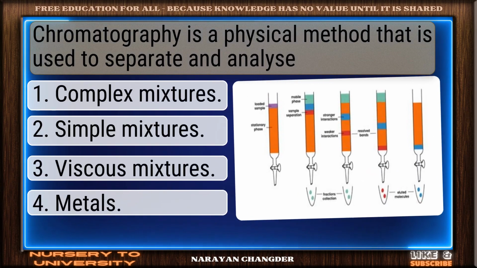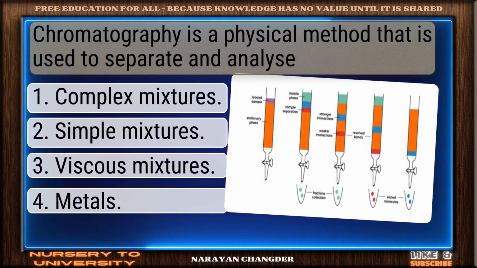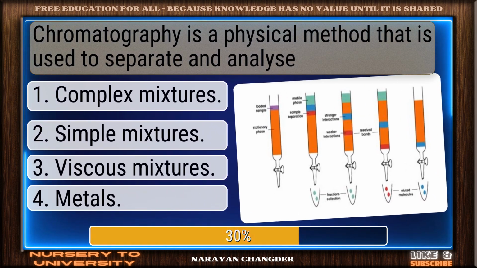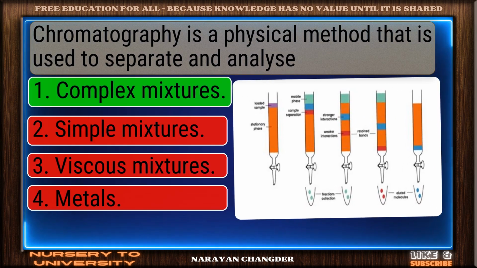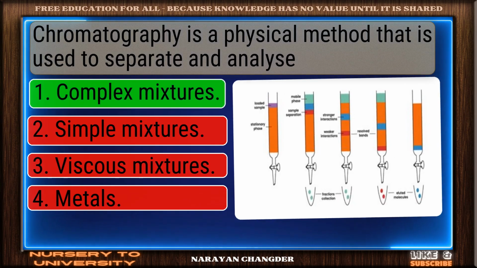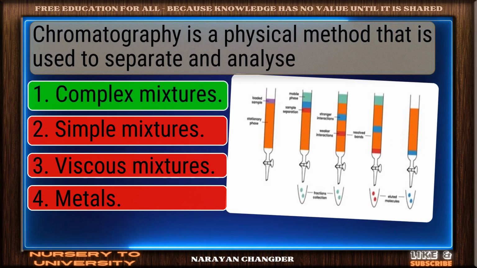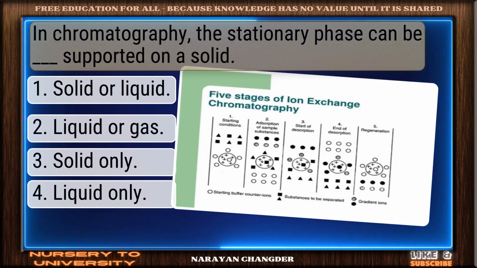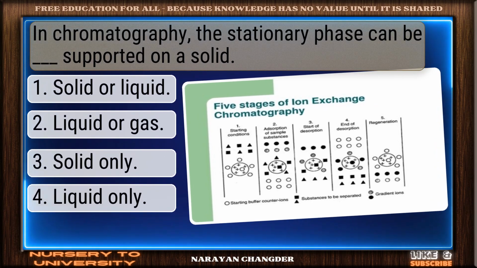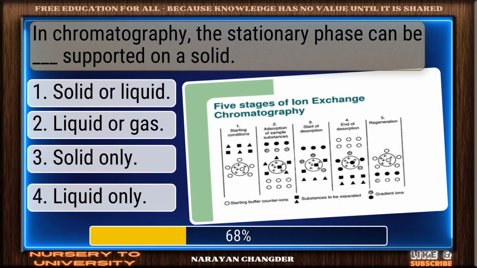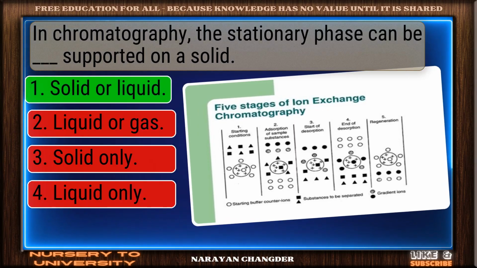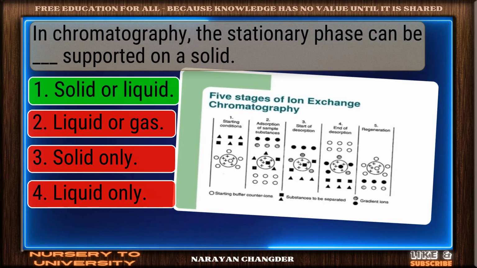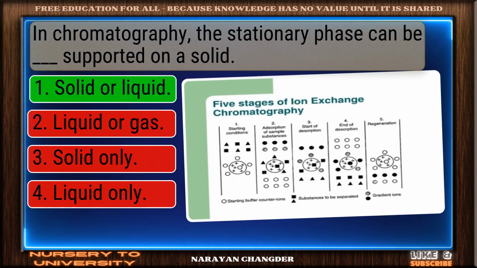Chromatography is a physical method that is used to separate and analyze dash. Good job. Your answer, complex mixtures, works well here. In chromatography, the stationary phase can be dash, supported on a solid. Well reasoned. Solid or liquid is the correct choice.